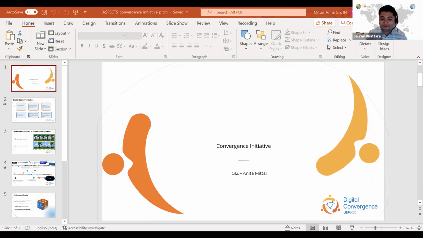But now I want to invite my colleague from GIZ, Anita Mittal, to present an initiative that was launched this year to work on consensus-based standards and guidelines in the digital social protection space. Anita works for the Social Protection Innovation and Learning Program here at GIZ and has vast experience in the area of digital social protection. Anita, you have the floor and you have 5 minutes. Thanks, Saurav.